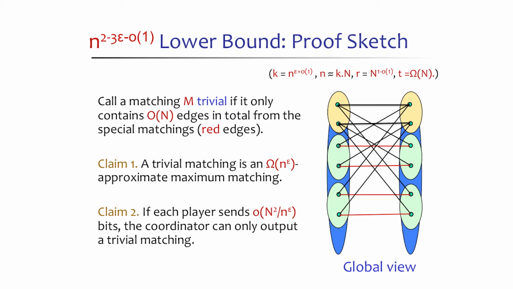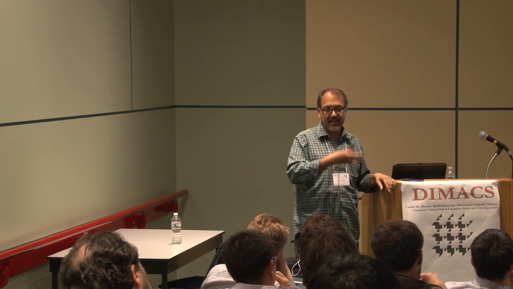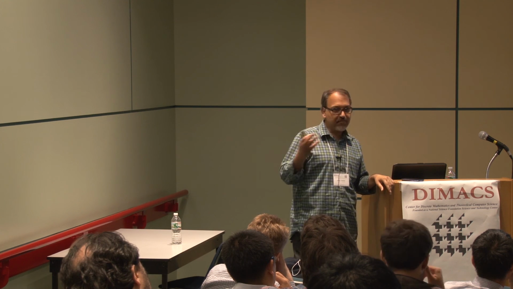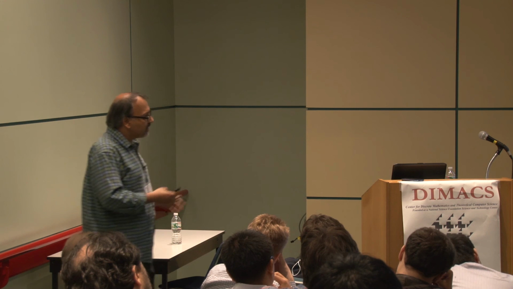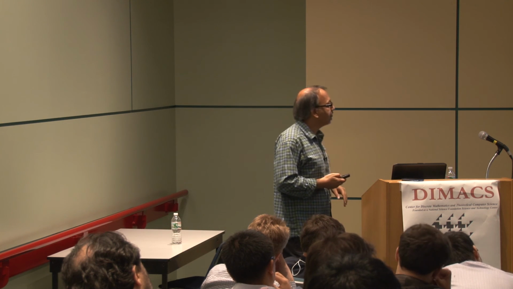And the second observation is, if each player sends less than n to the 2 minus 3 epsilon information, then there is no way to send any meaningful amount of information about the red edges. Because to each player, the red edges are the same as any other matching edges. So whatever information you send is essentially uniformly distributed across these matchings. Okay? That's basically the idea.